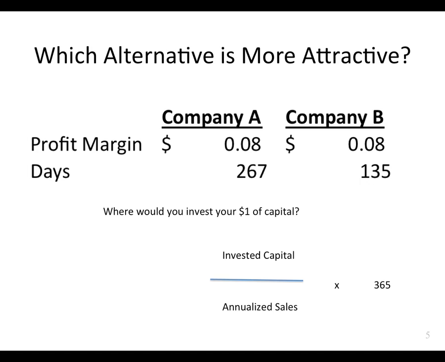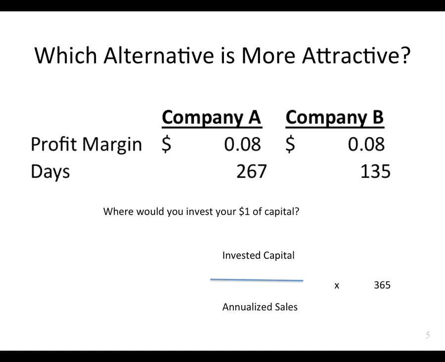Where would you put your money? Even the CFO of Company A admitted B was a better investment, but he did say that they have more upside. Okay, it's Company A. But back to this. I want you to understand how this works mechanically.